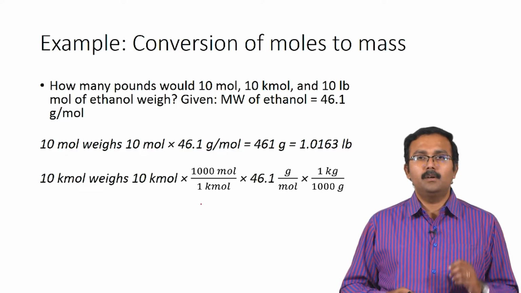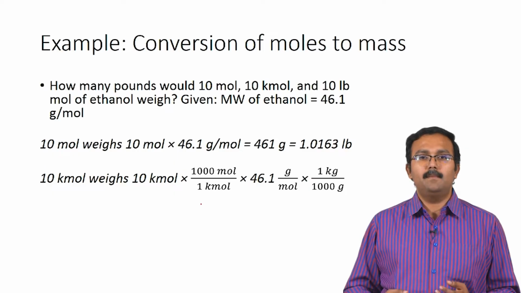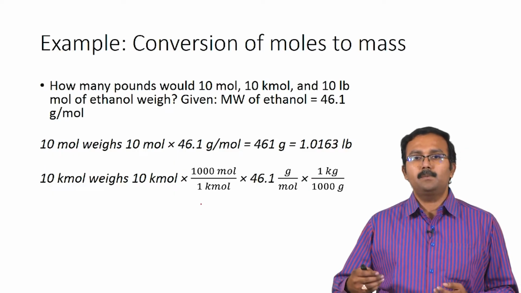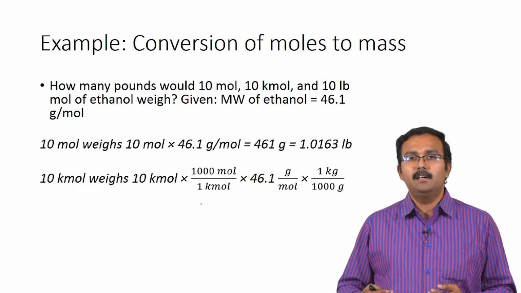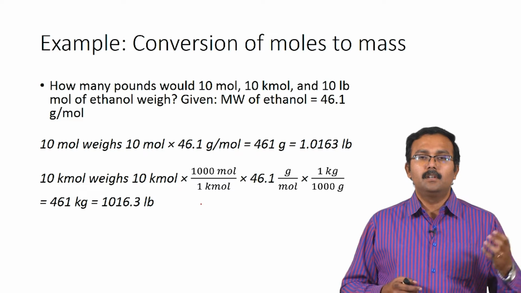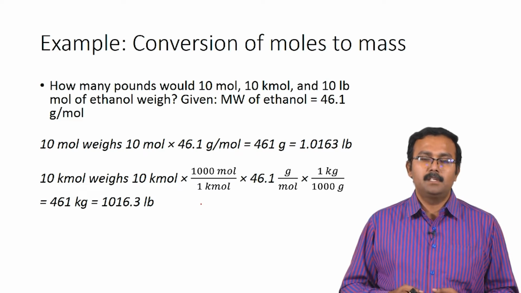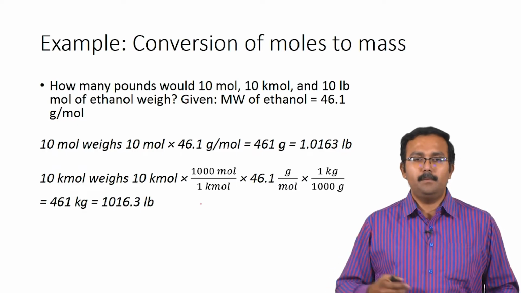10 kilomoles would weigh 10 kilomoles times 1000 moles divided by 1 kilomole times 46.1 grams per mole times 1 kilogram by 1000 grams, giving you an answer of 461 kilograms or 1016.3 pounds.